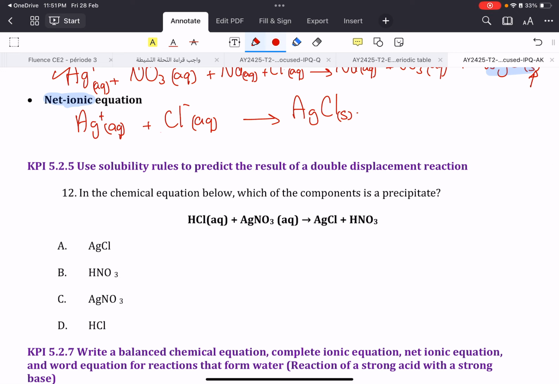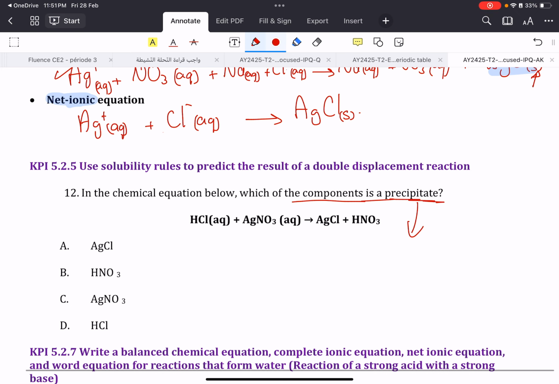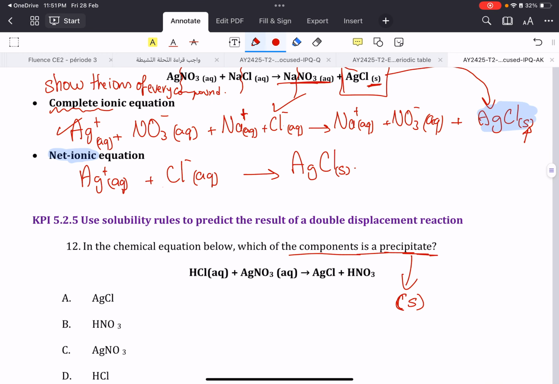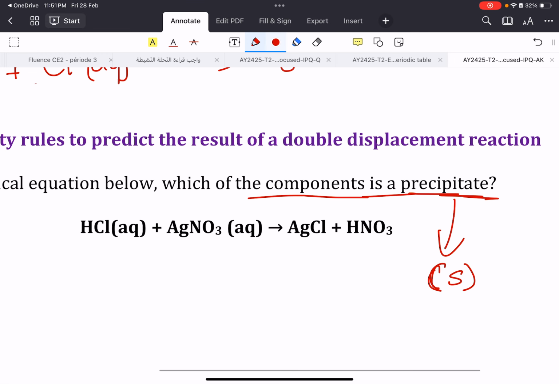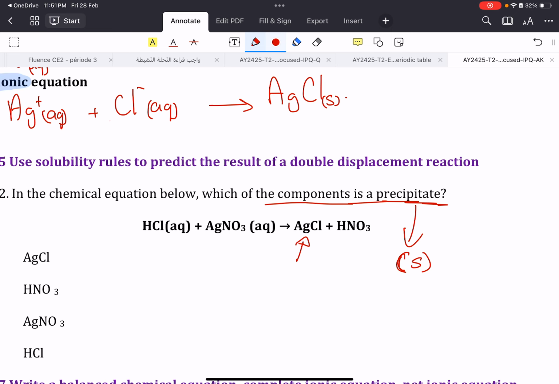Now, in this chemical equation, which of the components is a precipitate? It means which of those will form a solid. Now, we just solved this question here, and I know that AgCl is the solid, but I want to explain to you how you can get this from the formula sheet.